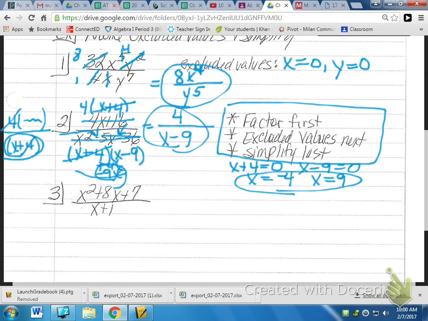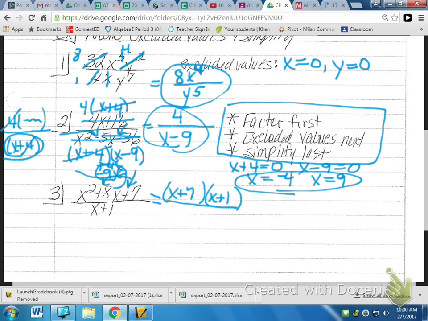Okay, next, x squared plus 8x plus 7 over x plus 1. So, factor first. On the top, do I have any greatest common factor? No, so I do my two sets of parentheses. 7's definitely not a perfect square, so I go with x and x. What are the signs going to be? They're both going to be the same, or they're both going to be plus. That sign in front of the 7 means they're the same. So I look in front of the 8. They're both plus. The factor pair of 7 that adds to 8: 7 and 1.